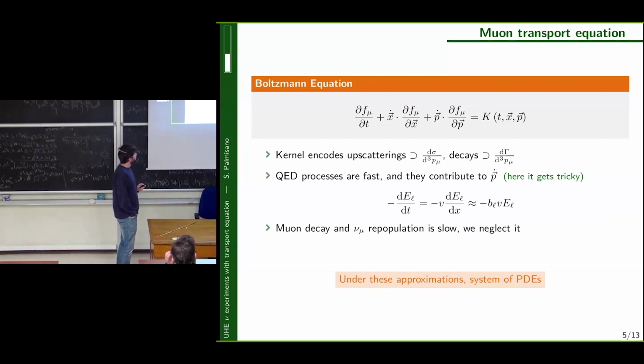Now, one of the main assumptions that we made is that some of the processes, namely the QED ones, act on much faster timescales with respect to the actual rare processes, which are those responsible for the creation of muons and neutrinos and the decay of taus. And so they can be effectively included in the rate of energy loss for the muon rather than the full collision term. Now, here it gets a bit tricky, and maybe I'll talk about this a little later.